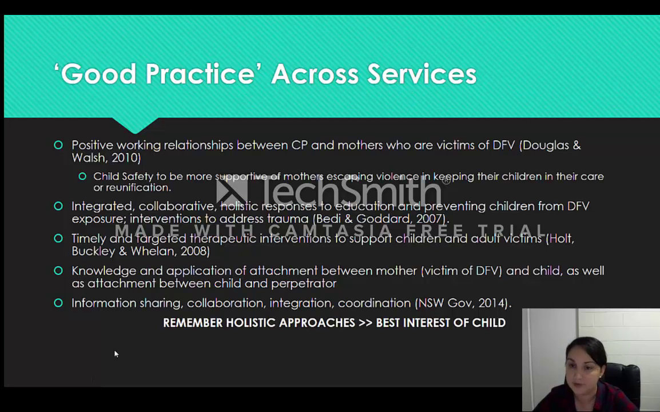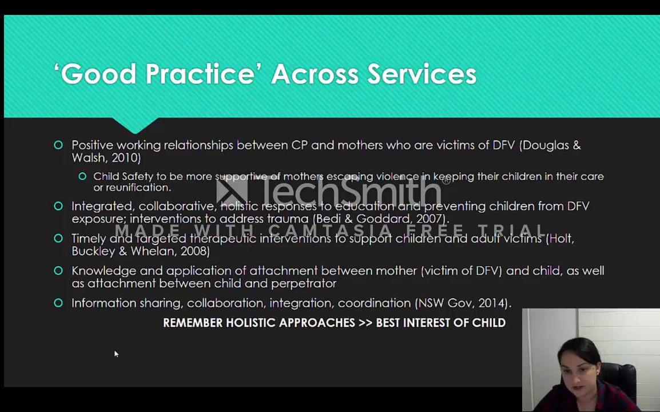So what makes good practice across services? Douglas and Walsh stated that positive working relationships between child protection and the mothers who are victims of domestic violence is extremely important in ensuring good practice. And child safety needs to be more supportive of mothers escaping violence and keeping the children in their care, or reunifying the children to their care.